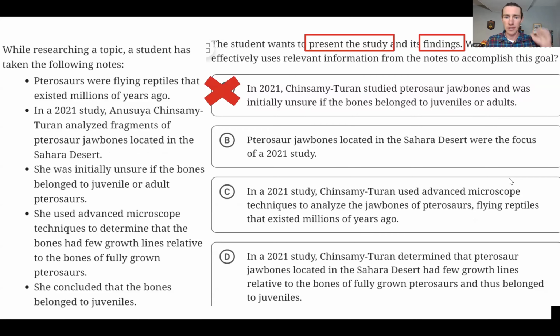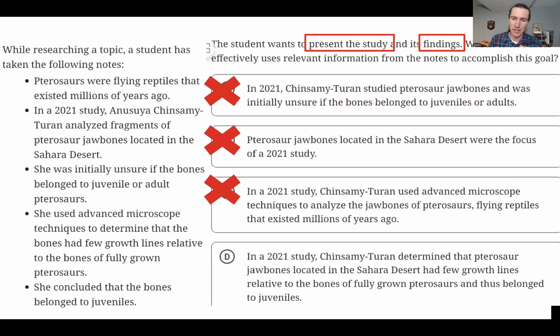Let's go on to B. Pterosaur jaw bones located in the Sahara Desert were the focus of a 2021 study. I still don't see any findings from this. B is out. Let's go to C. In a 2021 study, this person used advanced microscope techniques to analyze the jawbones of pterosaurs, flying reptiles that existed millions of years ago. I know more about the study, but I still don't know the findings, so C cannot be the right answer. Let's go to D.